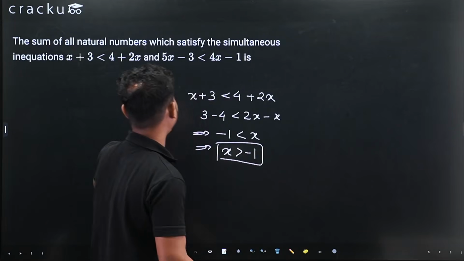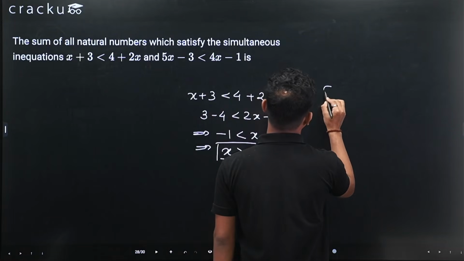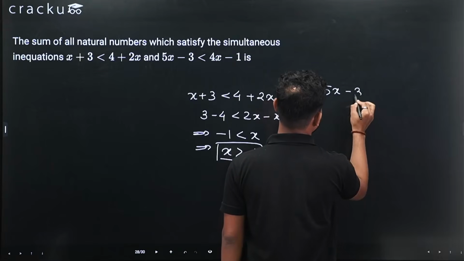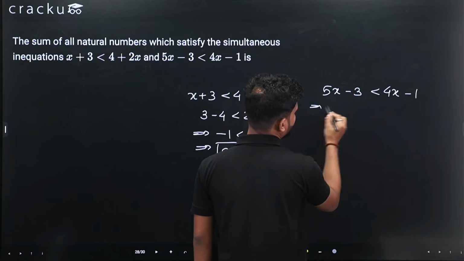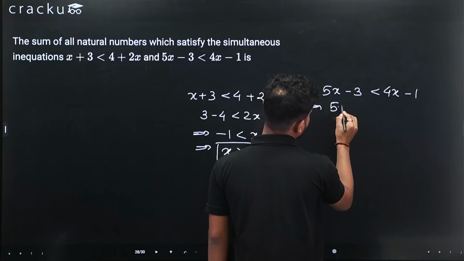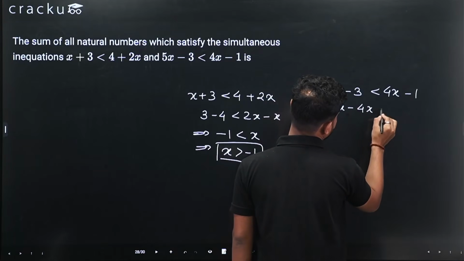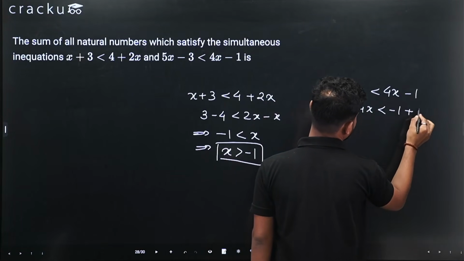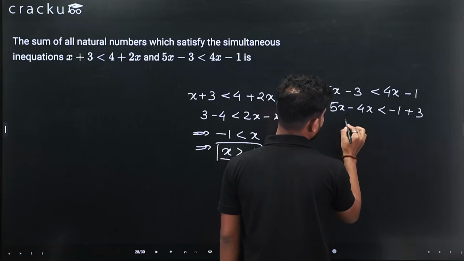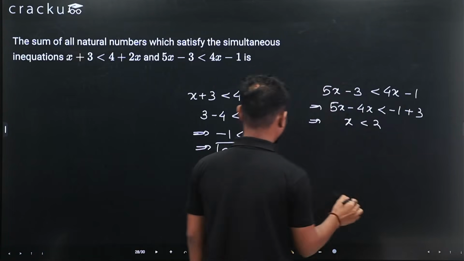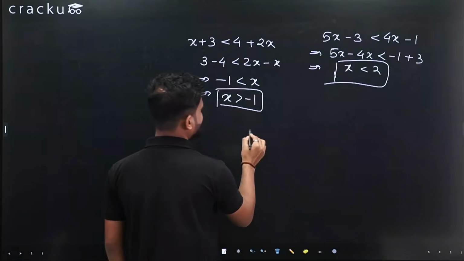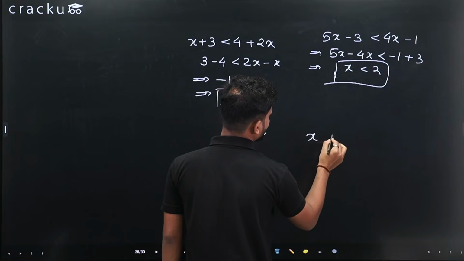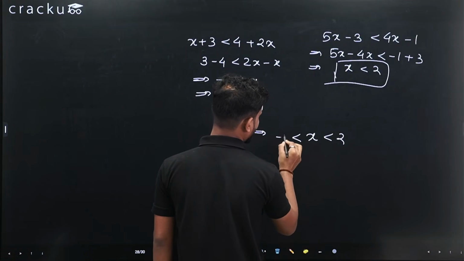Correct? Now, here you have given 5x minus 3 is less than 4x minus 1. From here, you can take 4x here. So 5x minus 4x is less than minus 1 plus 3. So x is less than 2. You got two things. x is greater than minus 1, x is less than 2. Combine these things. You get x less than 2 and greater than minus 1.